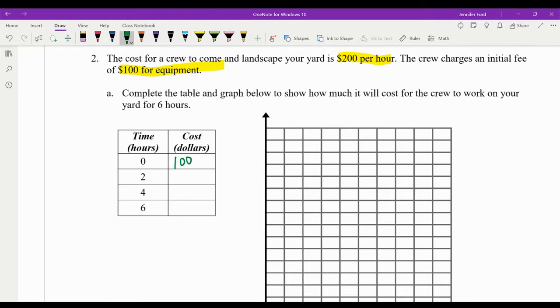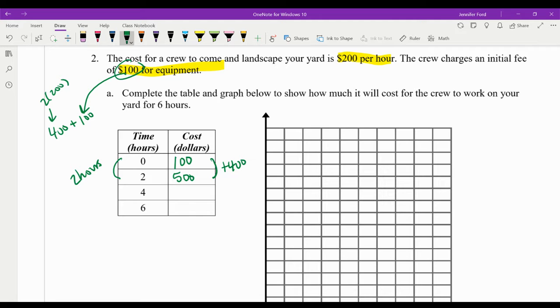Okay, it's $200 per hour. They're going to go 2 hours. So if it's $200 per hour, we're going to go up 400. So this will be $500. It's $400 for working for 2 hours plus the $100. I'll write this down. So it's $400 for working the 2 hours plus the $100 for equipment is going to give us $500. This is the 2 times 200. And this is that equipment fee.